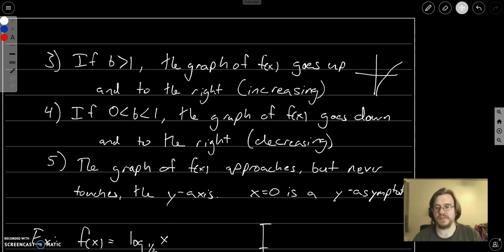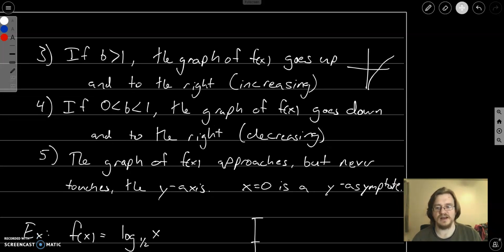If b is less than 1, but we still have to have a positive base, just like with the exponential function, this is going to go down and to the right. And I'll draw a picture of this in a little bit. But essentially it's decreasing if we have too small a base. And like I mentioned before, the graph approaches but never touches the y-axis. So the y-axis is going to be a vertical asymptote.